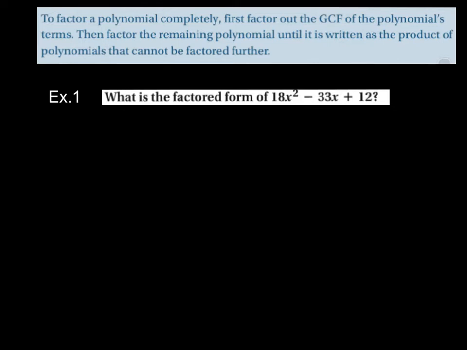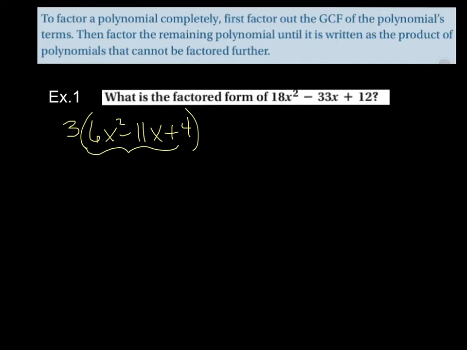Okay. So if we look at example 1 here, what is the factored form of 18x squared minus 33x plus 12? Well, is there anything that's a common factor of 18, 33, and 12? And the answer there would be 3. So if I were to factor out a 3, I would be left with 6x squared minus 11x plus 4. And now we look at this remaining quadratic and we try to factor that.